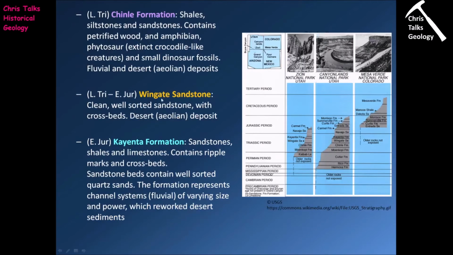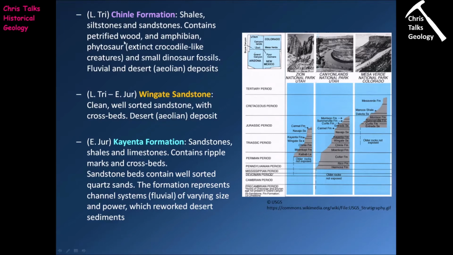The Shinarump is then followed by the Chinle Formation. If we come over to this diagram here, we can actually see the formations we're talking about. So we've started with the Moenkopi Formation, and the Shinarump conglomerate is going to be there along that interface. Then that's followed by the Chinle Formation.